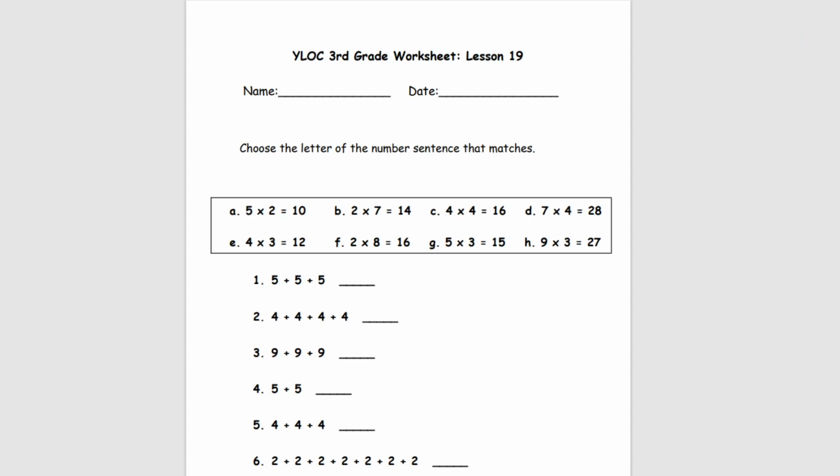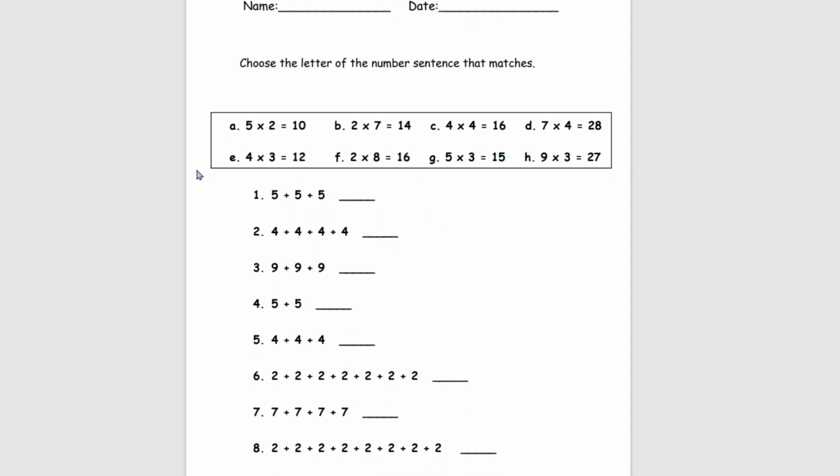Welcome to our third grade worksheet lesson number 19. And to start off, we're going to be choosing the letter of the number sentence that matches. Looking at number 1, we have 5 plus 5 plus 5. That's basically telling us that 5 is being multiplied 3 times because it appears 3 times. So this is equal to 5 times 3.